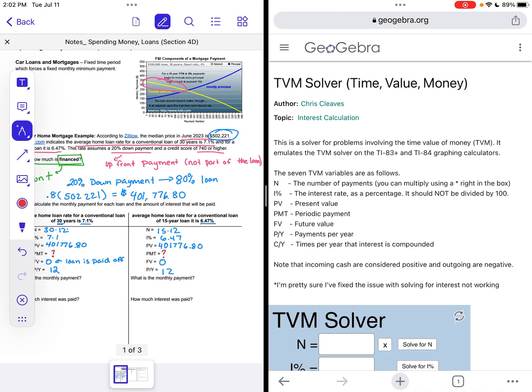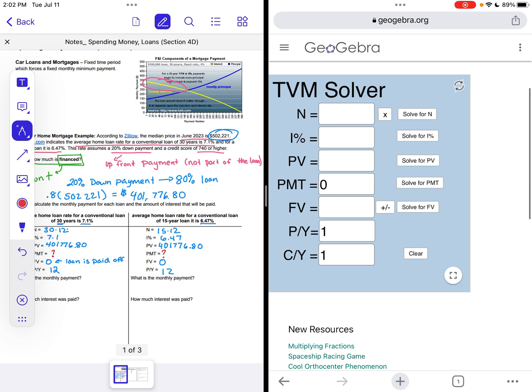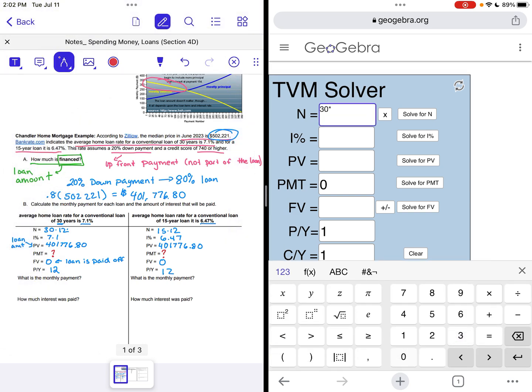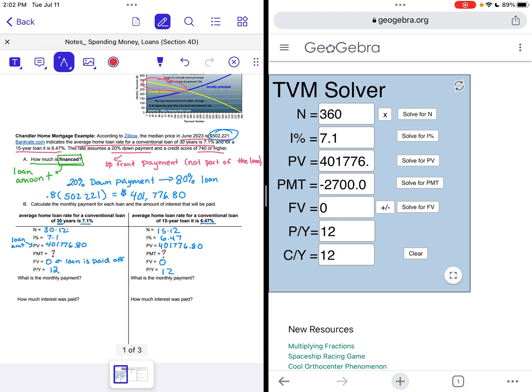All right, so we have our time value money solver. Let's start with the 30-year loan. On our 30-year loan, we have 30 times 12, an interest rate of 7.1%. The amount we borrowed was 401,706.80. I want my future value to be 0, and I have 12 payments per year. What will be my monthly payment?